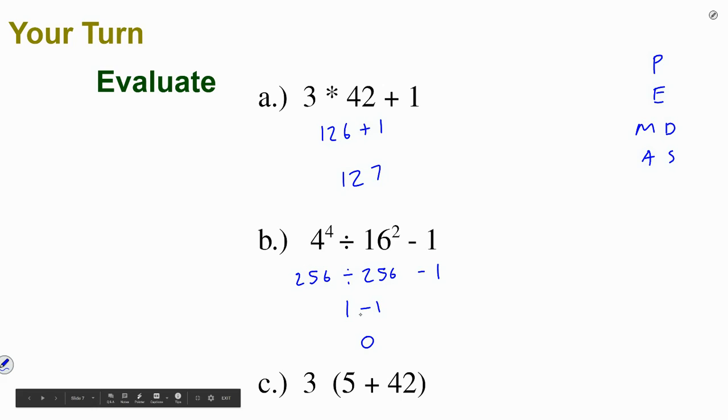Next, I've got 3 times the sum 5 plus 4 squared. So if I follow my order of operations, I'm going to start with my parentheses, and I'll do this on the side here. So I have 5 plus 4 squared is 47. And 47 times 3 is 141. So that is my only operation left, and I'm good to go.